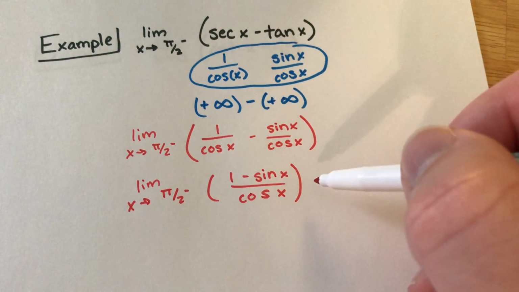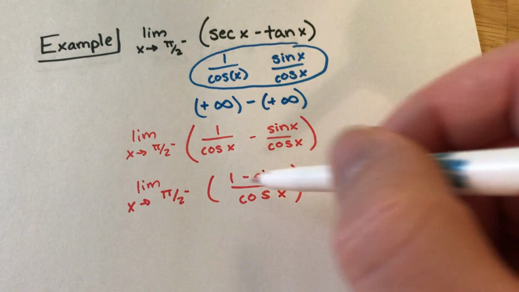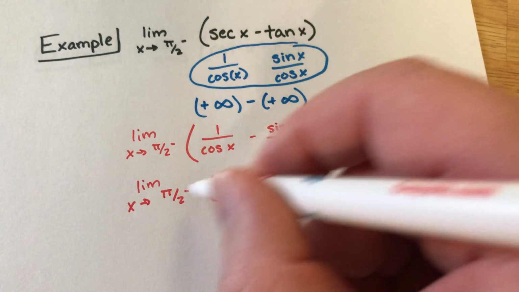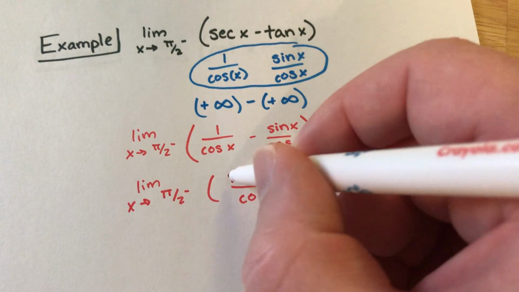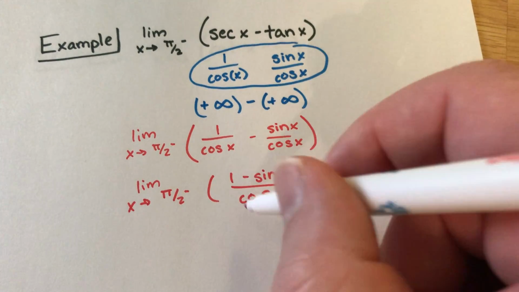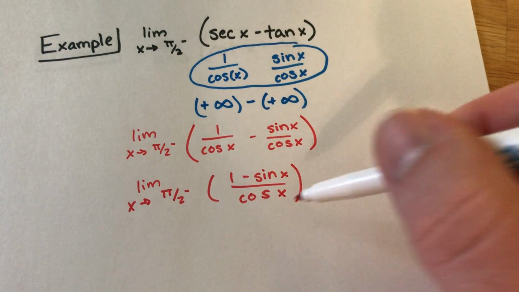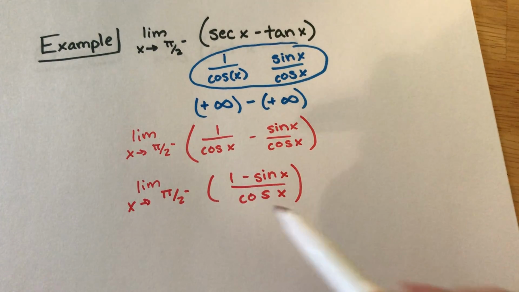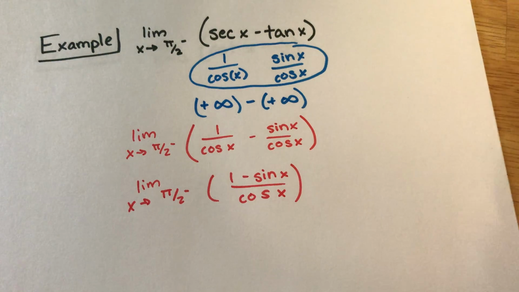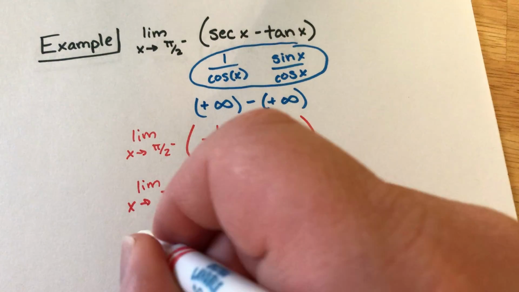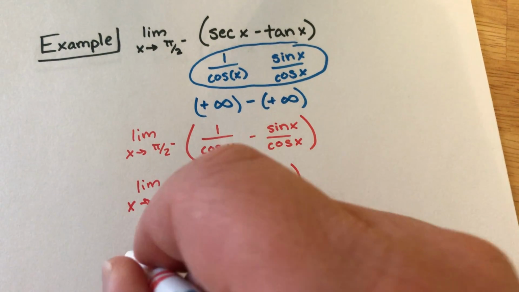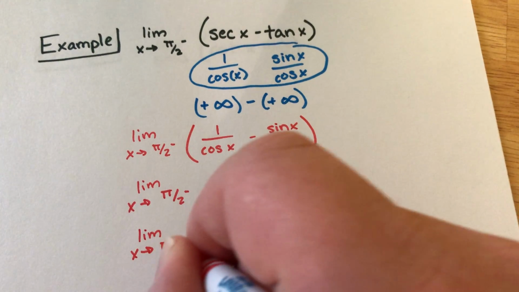And just to prove my point that this is still an indeterminate form, if I plug in pi over 2 here, sine is 1, so we have 1 minus 1, which is 0, divided by cosine of pi over 2, which is also 0. So this is still an indeterminate form. And now I can apply L'Hopital's rule, which is to take the derivative of the numerator and denominator. So let me write that down. Limit as x approaches pi over 2 from the left.